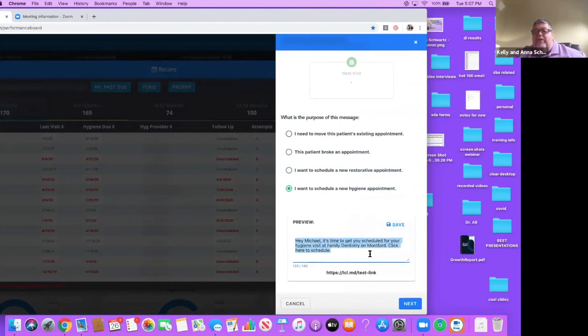So we can help you with the wording, because this was written by a techie, not by a wordsmith. So we can help you with some better wording in this. For example, "I want to schedule a restorative." This is kind of rough. "Hey, Mike, you have some dental work that needs to be taken care of. Give us a call." That's not the phrasing we want. So we can edit this, which is also a new feature.